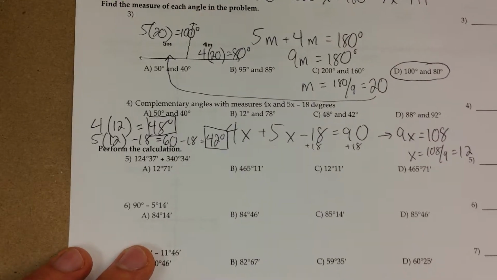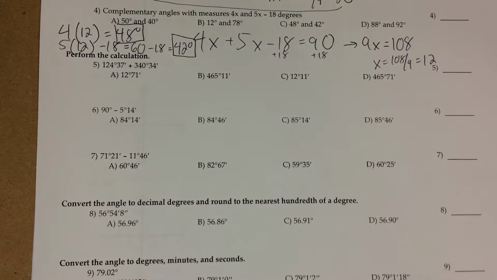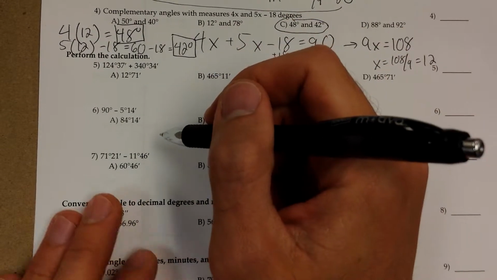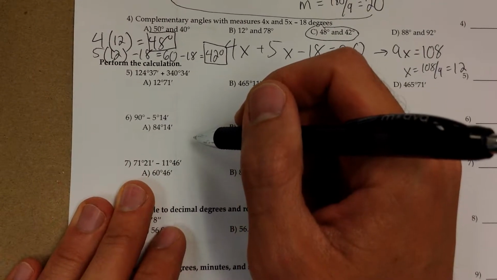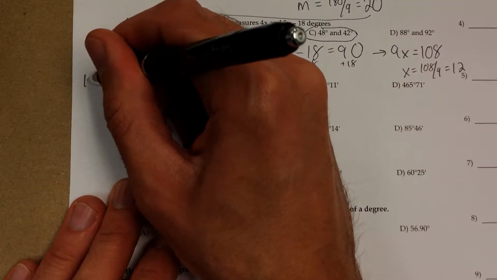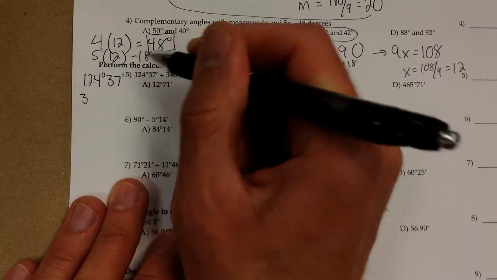Any questions on 3 or 4? Sweet. And Julia, how could we add those two angles? Yes, number 5. So you added them, you get 464 and then 71 minutes, but you can't have 71, so you take 60 out of that and add it to the degrees, 465, and then the remainder is 11.